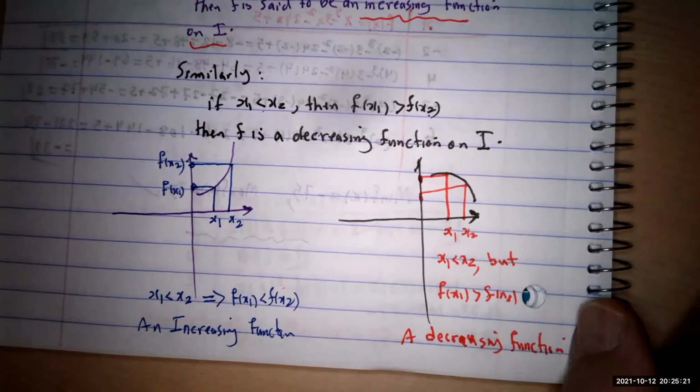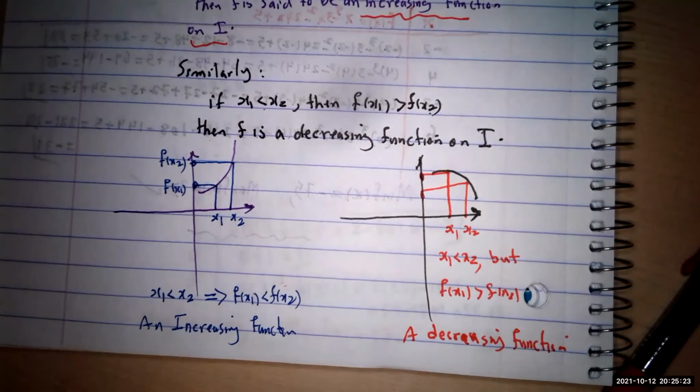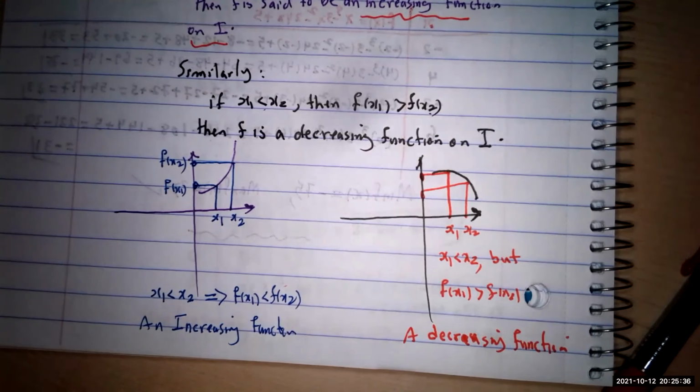So it's up, up, up, increasing; down, down, down, decreasing. In algebra, we find the difference. We use a common denominator to prove it. But in calculus, we have the derivative to check. So we find the derivative of the function, and then we put them together.